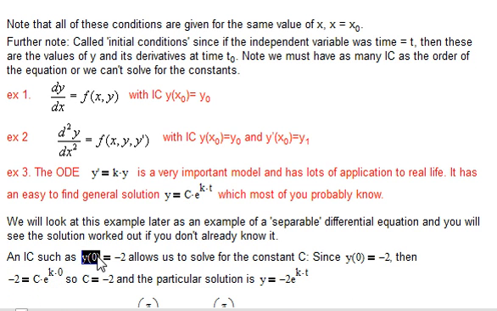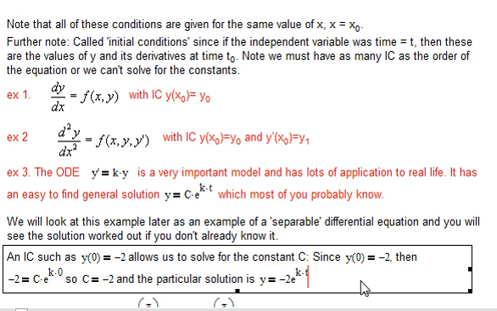When y of 0 equals -2, then we can put in -2 for y and 0 for x, and then we'll get -2 equals c times e to the k times 0. That's e to the 0, and e to the 0 everyone knows is 1. So c equals -2. And if we know that c is -2, then the solution for that differential equation is y equals -2 times e to the kt. Doesn't even matter what k is for that one.